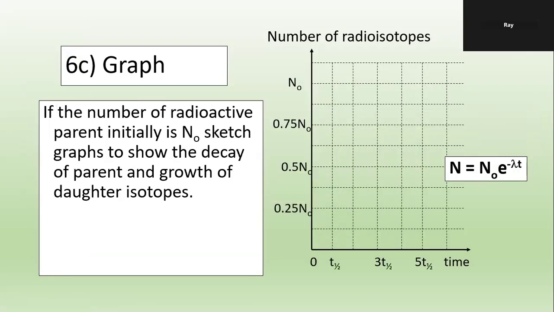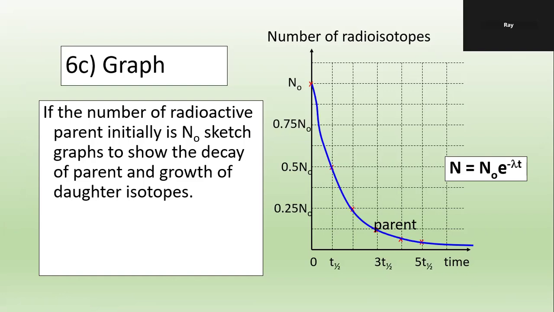You need to know how to draw the graph. If you start with N naught, and half-life is t half, then after one half-life, 0.5 will be left. Another half-life, 0.25. Another half-life, half of that one will be left. So you need to know how to sketch the parent decay curve.